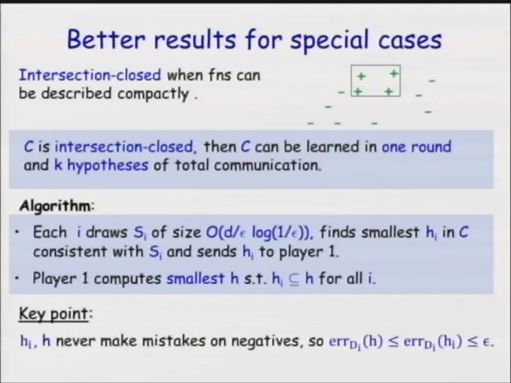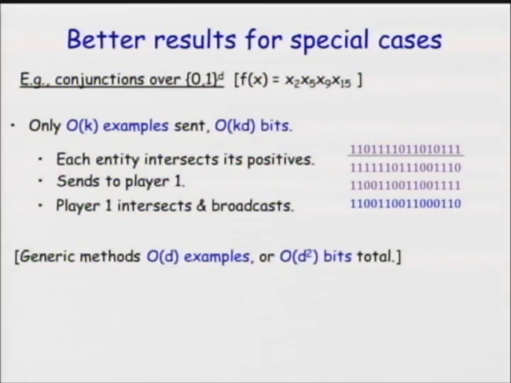Okay. So this is a cute result where we can do much better than the generic results. Just to give a quick example, for the class of conjunctions, which is intersection closed, the previous algorithm reduces to the following: each player first finds the bitwise AND of its own examples, and sends that to player 1. Then player 1 just again does the bitwise AND of those k examples that have been transmitted to them.